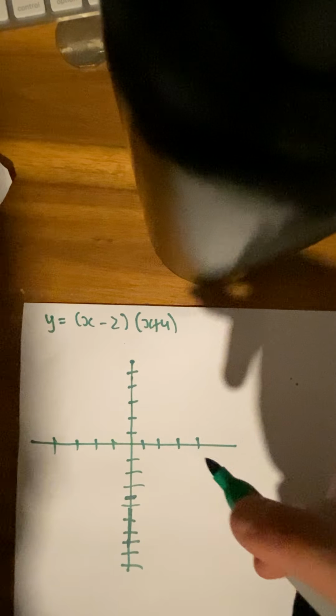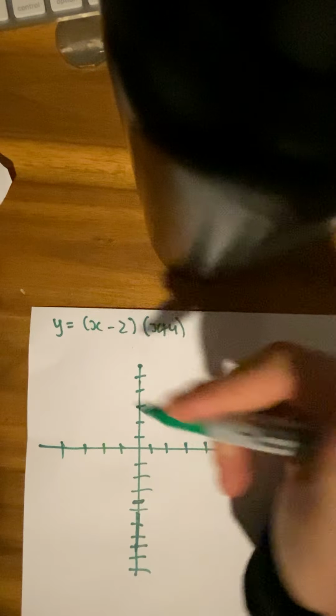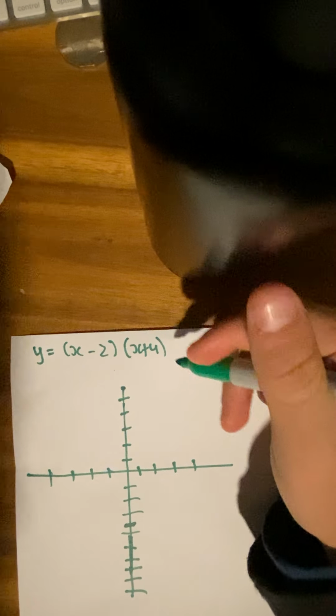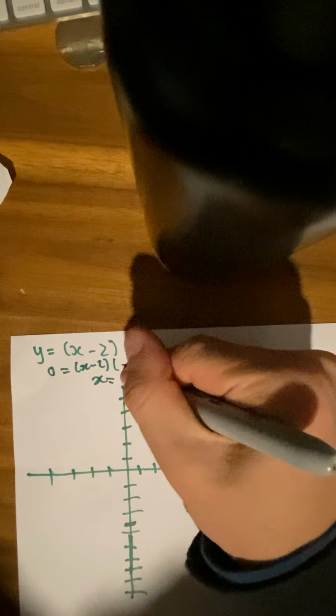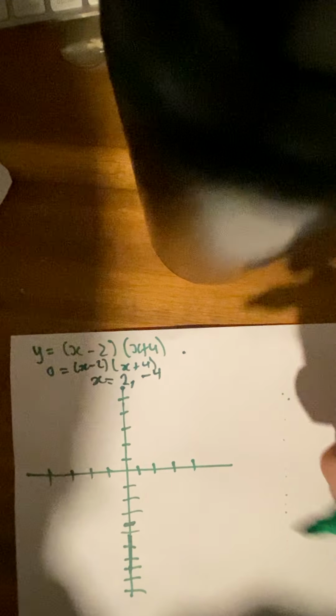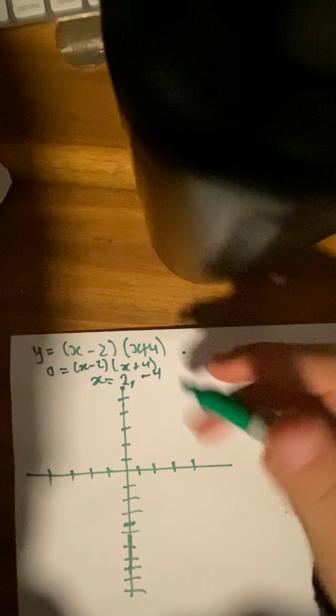And as you know, x-intercepts occur when y equals 0. So therefore, it will be 0 equals (x minus 2)(x plus 4). And then solving for x, using the null factor law, we get x equals 2 or minus 4. Therefore, there are two x-intercepts. So if we label them there.